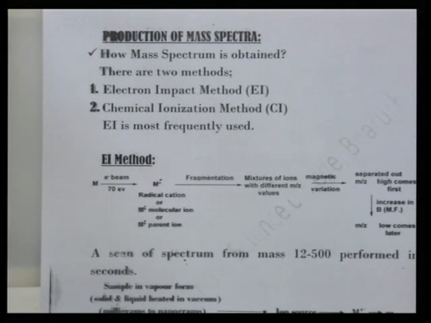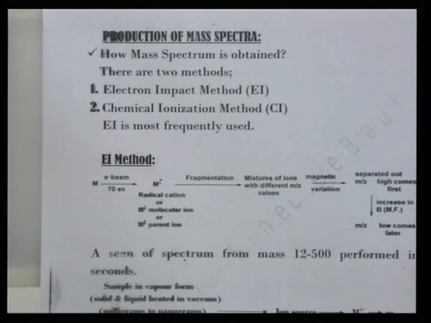and different fragments come later on. Those having a high value of m by z, known as m by z or m by e, where z or e equals charge, come first. So those fragments having a high m by z value come first, and then on increasing the magnetic field, those ions having a low m by z value come later.